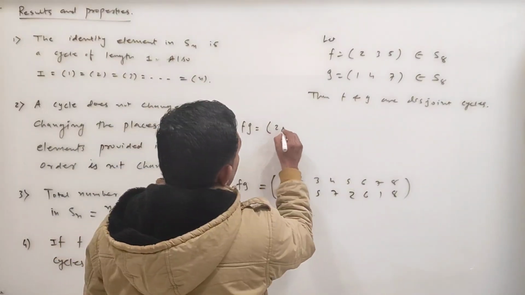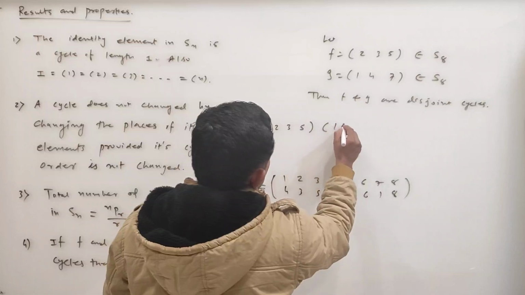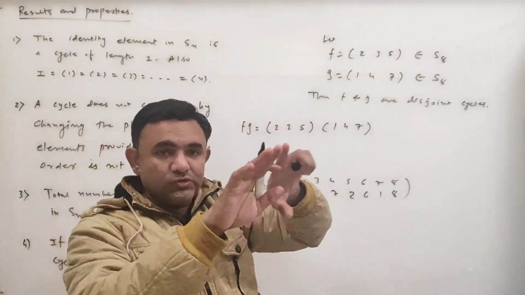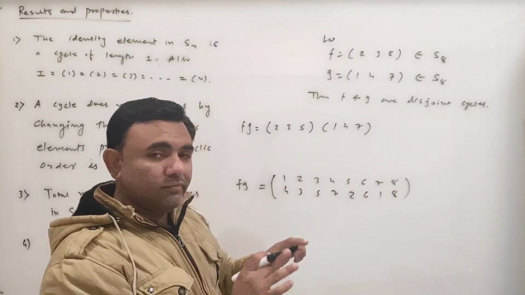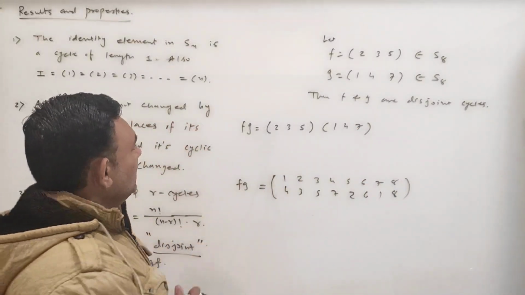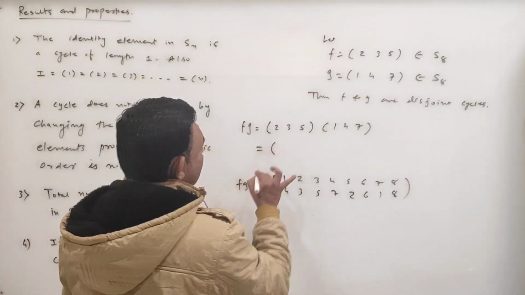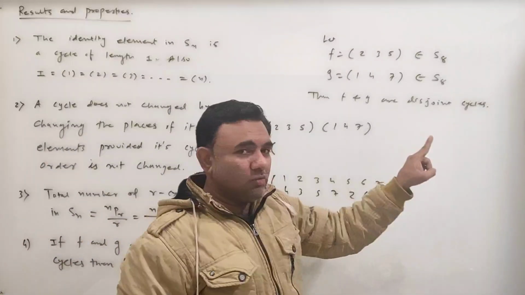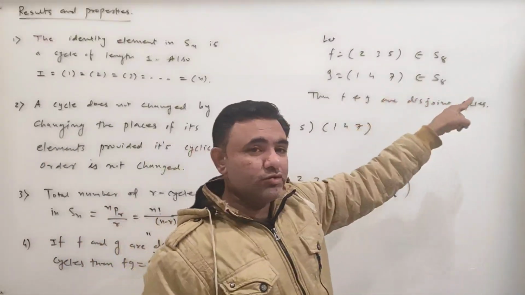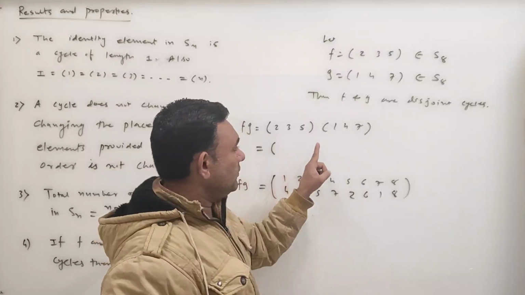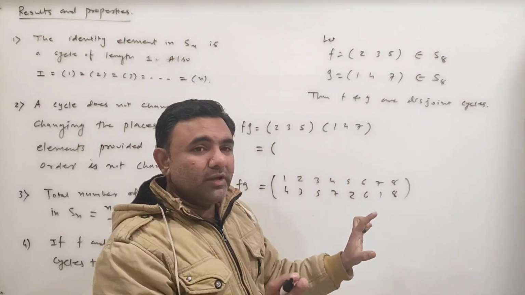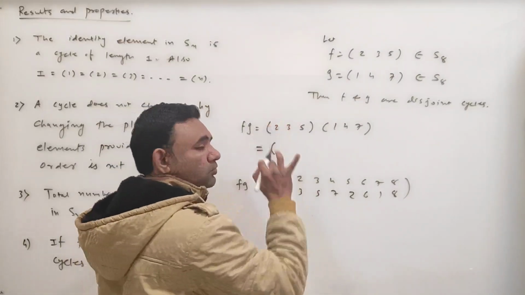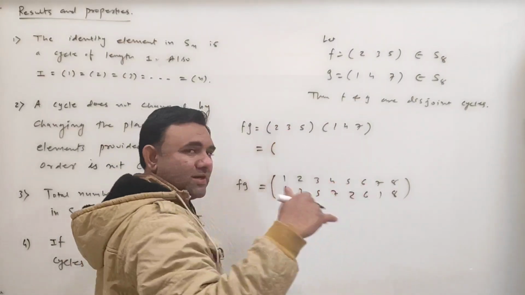See, let me write here F as (2 3 5) and (1 4 7). So this means the same as that bigger form, but we are not writing it. So how do we compute it? See, let us compute in this way. You start with any symbol. We know we are working in S8, so you can start with 1, 2, 3, 4, 5, 6, 7, 8, whatever you like. There is no restriction. But let me start with 2. Here 2 is there, so let me start with 2.